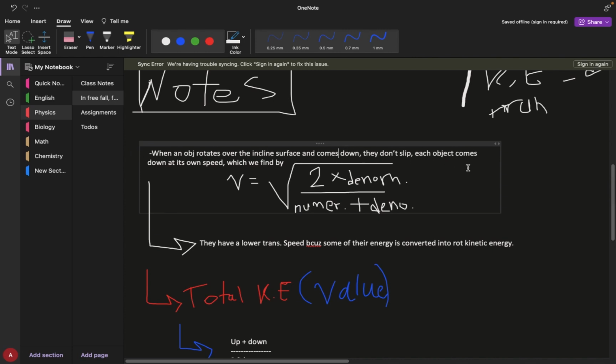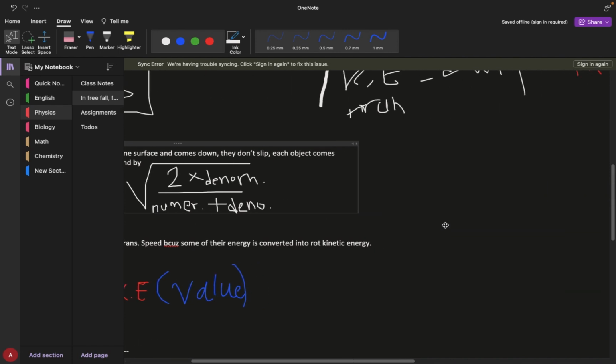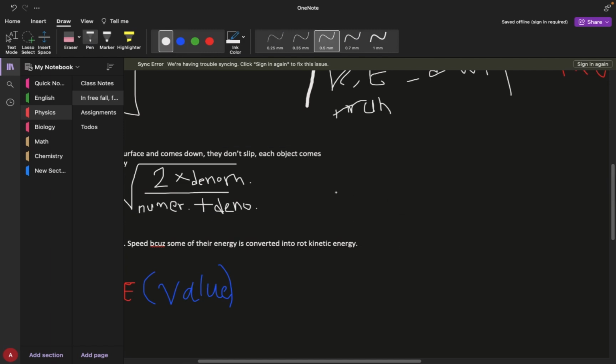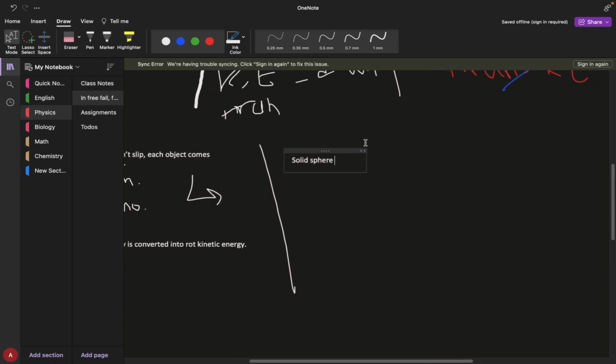Each object comes down at its own speed, which we find by this one, guys. So 2 times denominator over numerator plus denominator. Guys, by the way, you will be using the shapes from the moment of inertia. Let's try for a solid sphere. So for a solid sphere, it was 2 divided by 5.